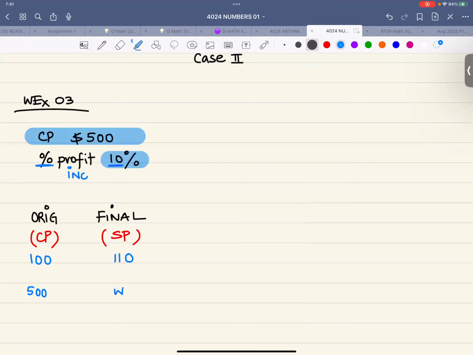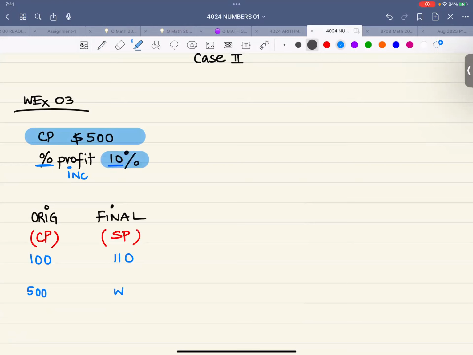Whichever method you find easier, just use that method. This is the unitary method that we are using, and before that, we used the two-step method. Now, let me write down the information for worked example 4.